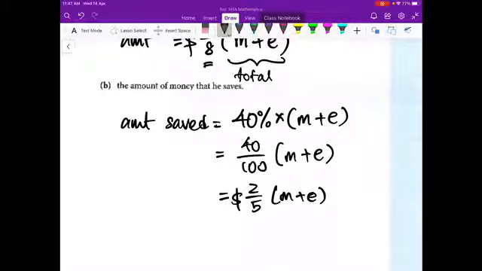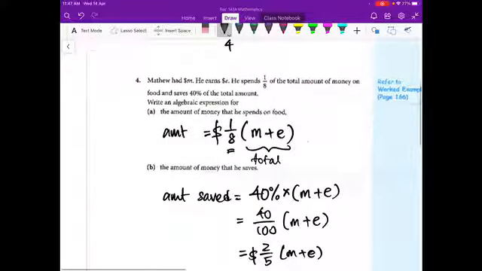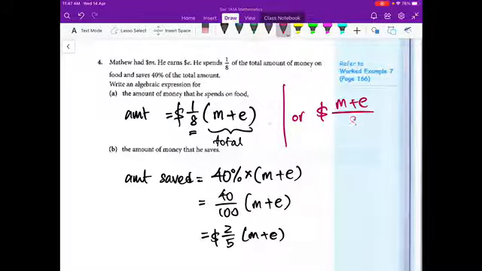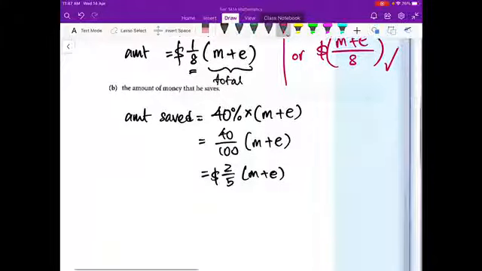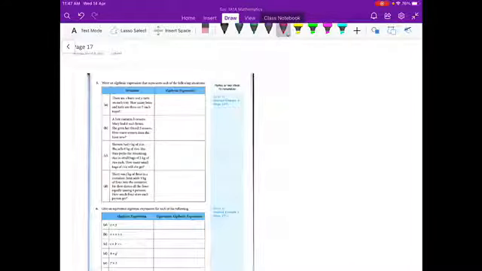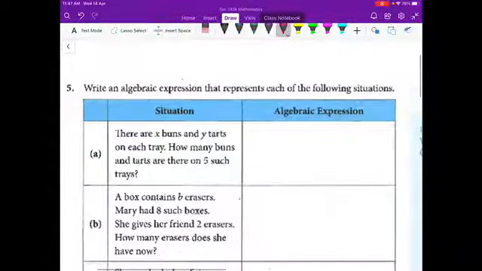Yes. Question 4, why? ME cannot. M plus E can. This is also correct. So now you know how to get the 2 over 5. Okay, have you answered? Then have you done this page already? Yes, I done it.